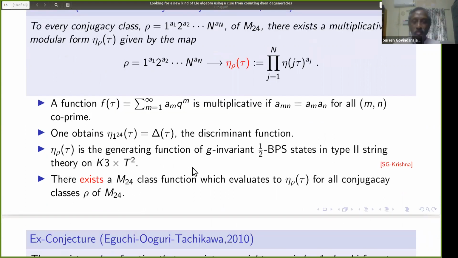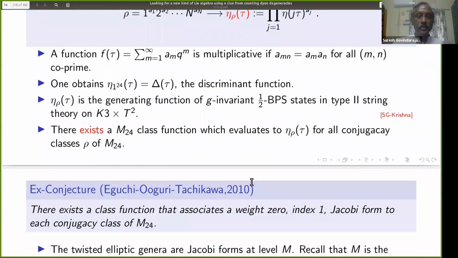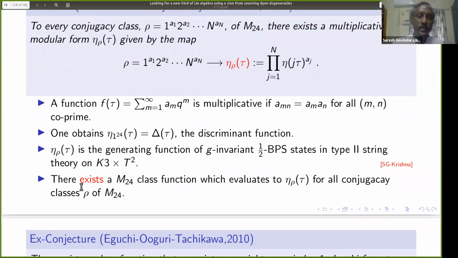Now comes a very interesting point: we connected this with the half BPS states in the type 2 string serial case. Eta rho of tau says you do a refined counting of the generating function of half BPS states. You look for g-invariant states, where g is any element of M24, and lo and behold, you will get eta rho of tau. So the punchline, the moonshine statement, is that there exists an M24 class function which evaluates to eta rho of tau for all conjugacy classes rho of M24.